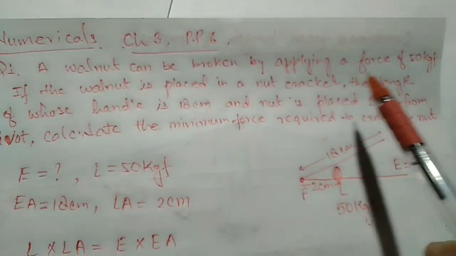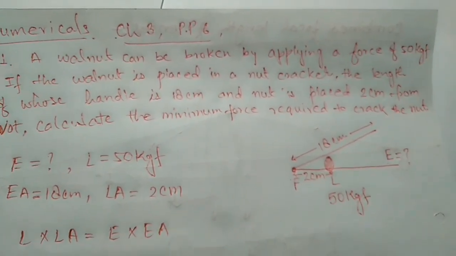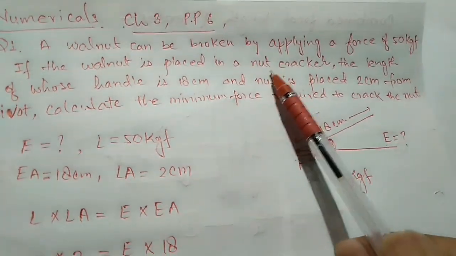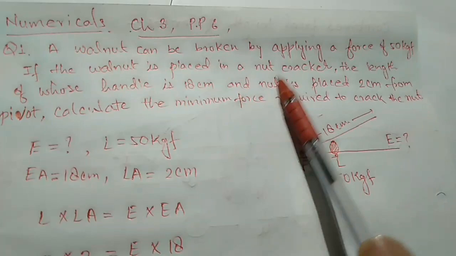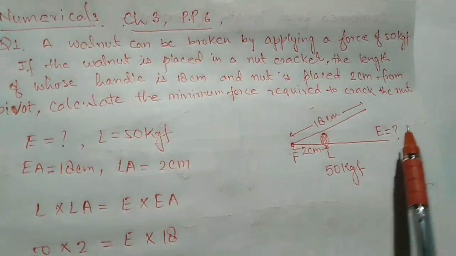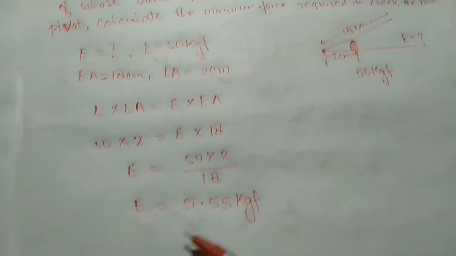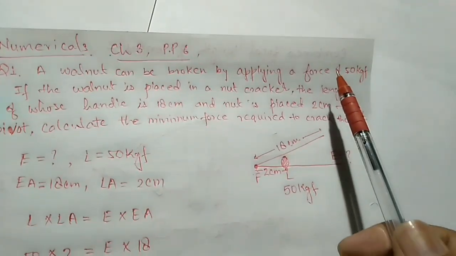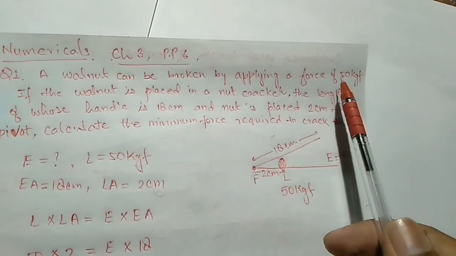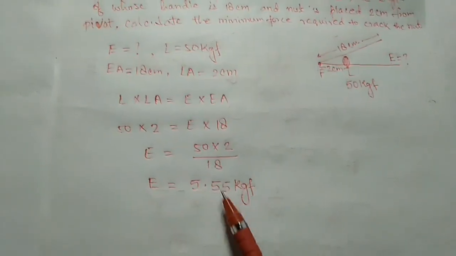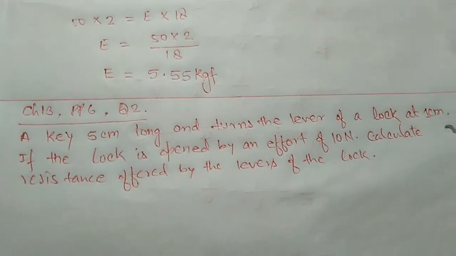It was clear that without any machine it was being opened by 50 kg. And now we are using a nutcracker. We know that a nutcracker belongs to class 2 lever, which is a force multiplier. So definitely our effort will be a little bit less. So that 50 kg has reduced to 5.5, meaning without any machine the person was able to crack that with 50 kg, and now with the nutcracker he is able to open this with much less.